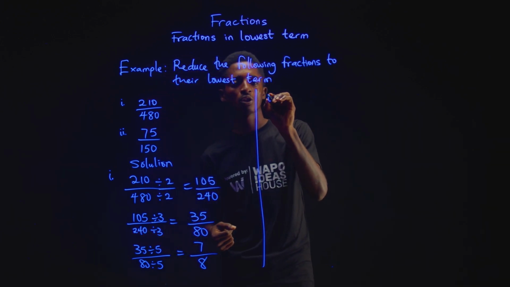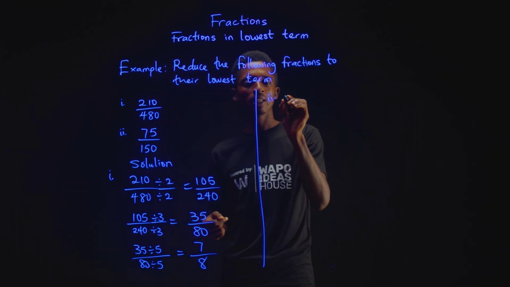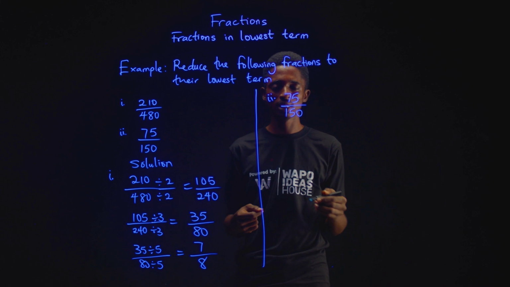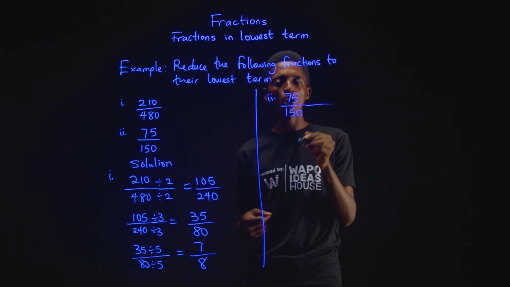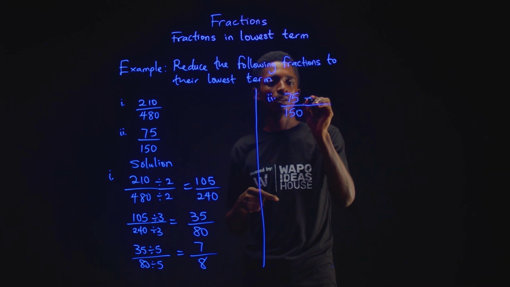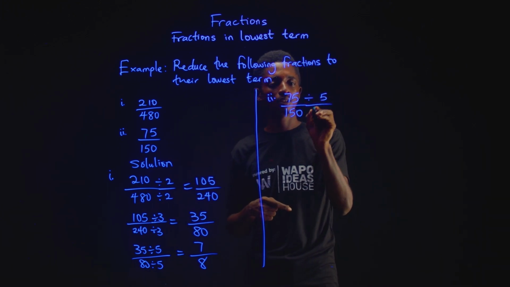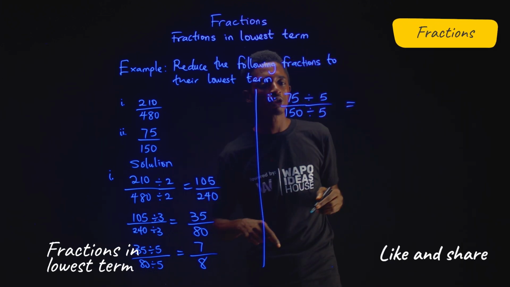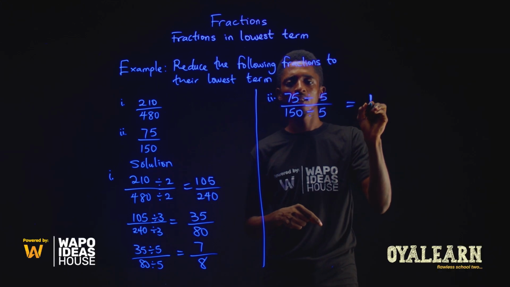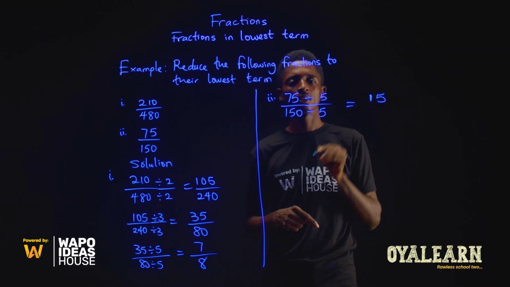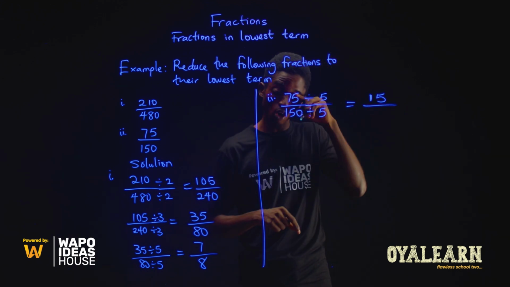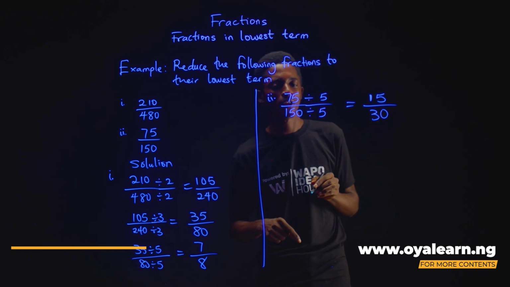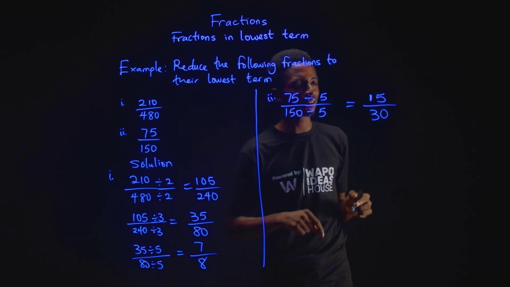Now to the second question. We are to bring 75 over 150 to its lowest term. Now both have a common factor of 5. So we divide numerator and denominator by 5. Now dividing the numerator by 5, we will arrive at 15. And then the denominator divided by 5 will give us 30. Now let's divide this further.